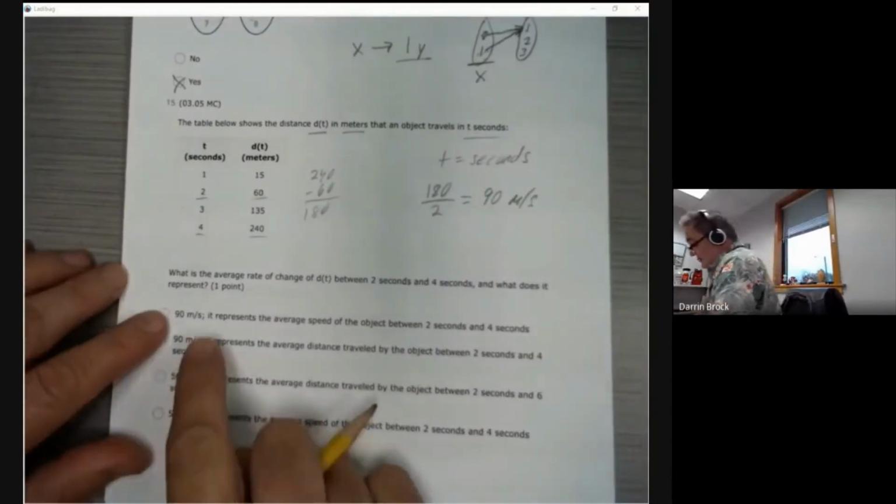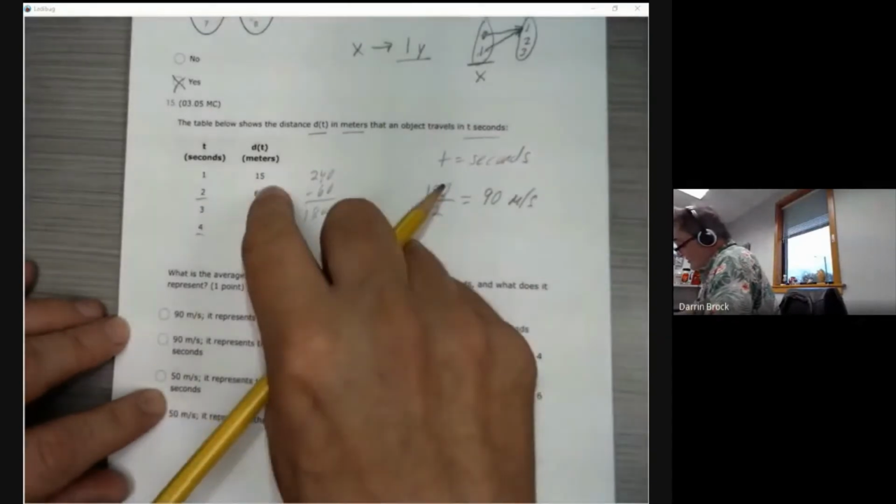Okay, so what does that mean? 90 meters, 50. It's not 50, because we see it went from 60 to 240. It changed 180 in 2 seconds. So these two are both out because it has the wrong meters per second. So these both have the right meters per second.